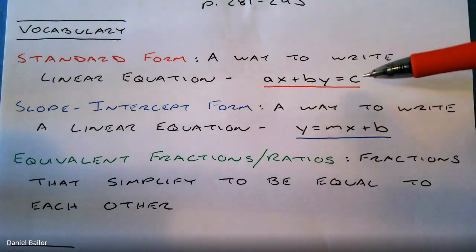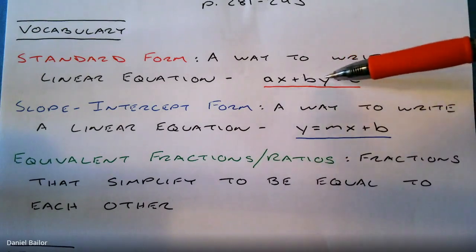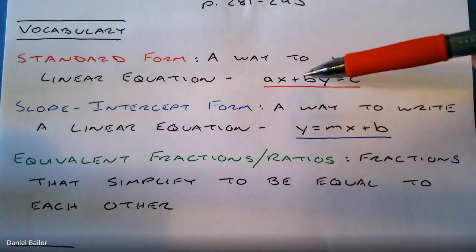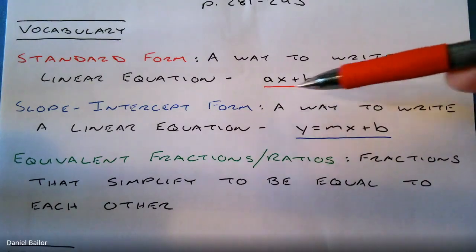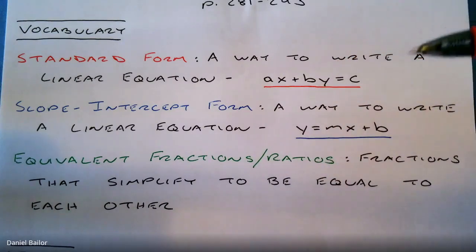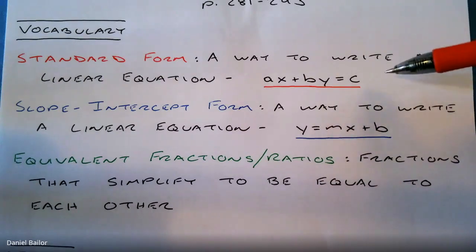Standard form is ax plus by equals c. X and y are the variables. A, b, and c are just numbers. You've seen standard form before. You've worked with standard form before.